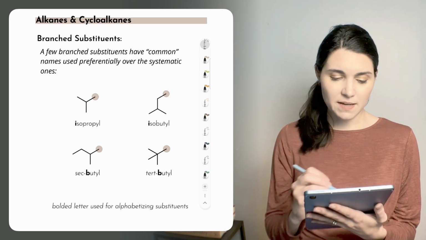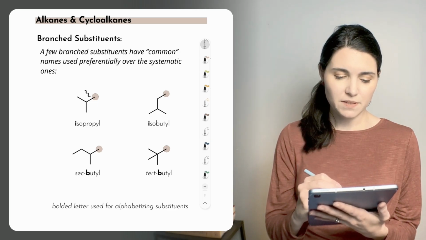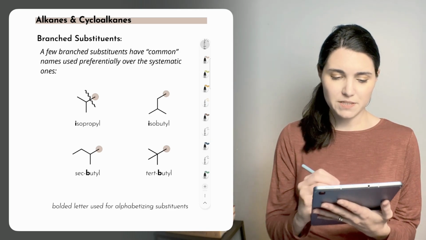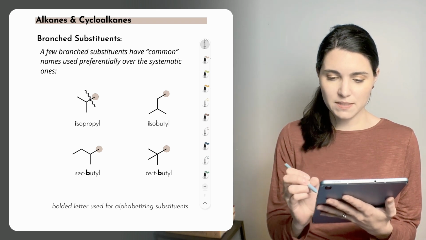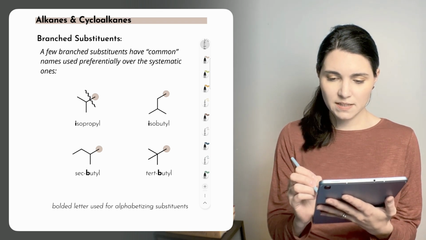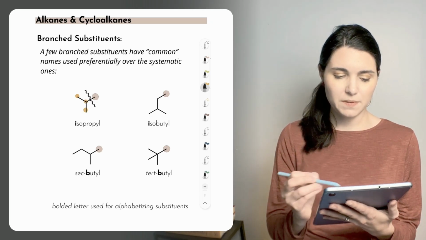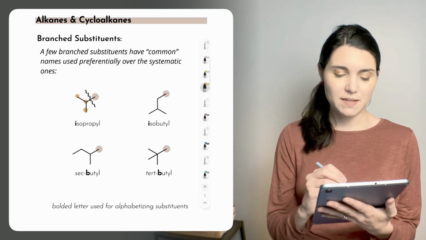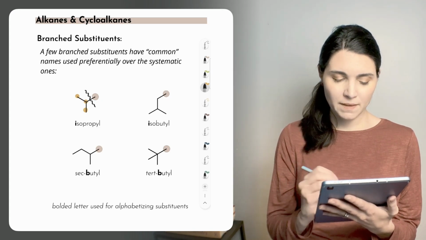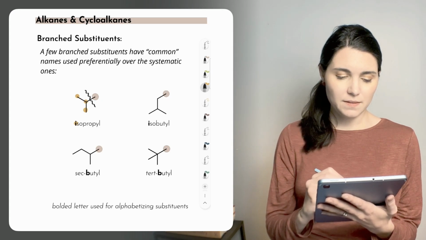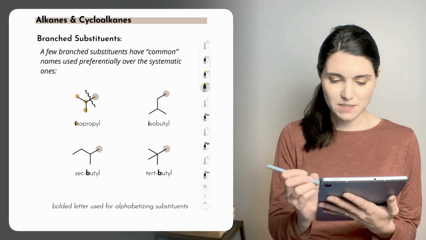So this one is isopropyl. So the pink is part of the parent structure where the isopropyl group attaches. So I'm just going to draw a squiggly line there to show you that that's the bond where it attaches. And this is the substituent, isopropyl. It's 3 carbons and it's attached at the middle or the second carbon. And the i is used for alphabetizing when there's more than one substituent there.